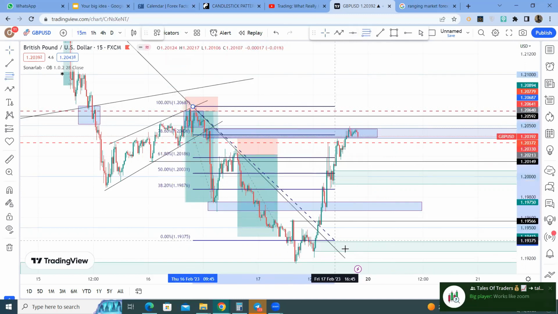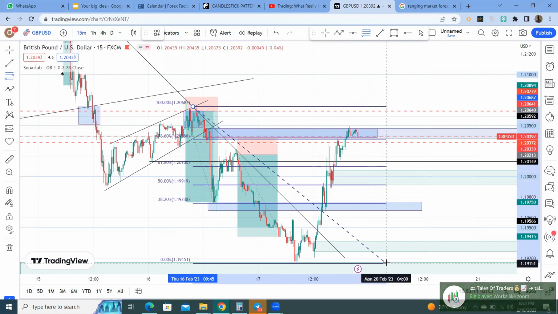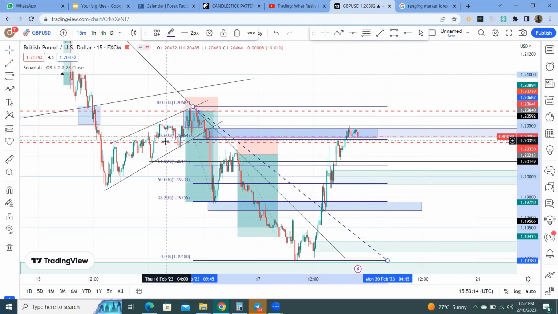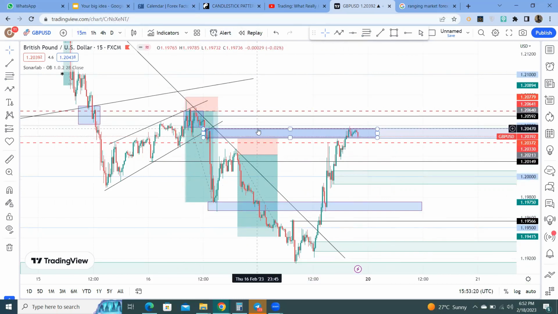Let's see. It's slightly past the 78.6, so we wouldn't consider that. But guys, now there is also this. If it wants to drop, it will drop on Monday up to this. This would be my first take profit.